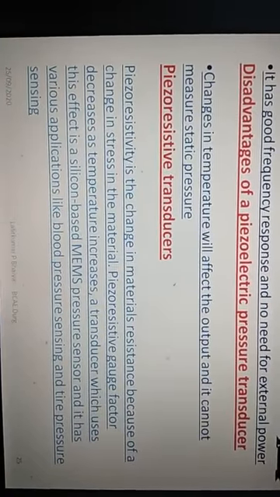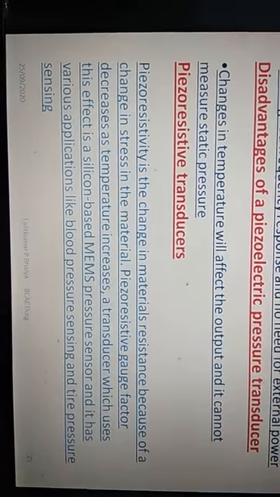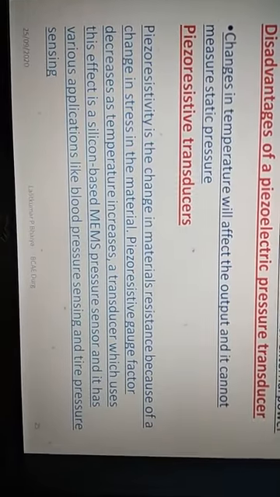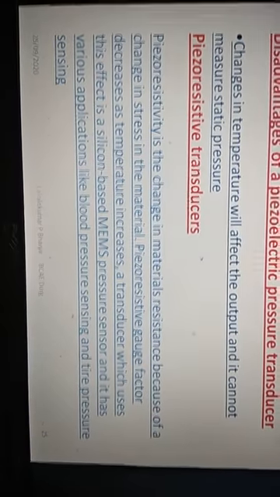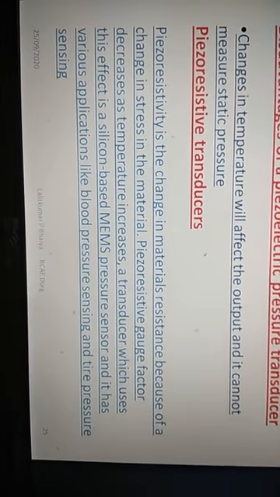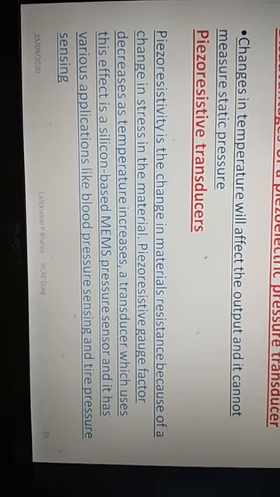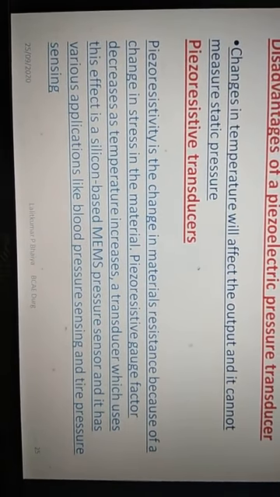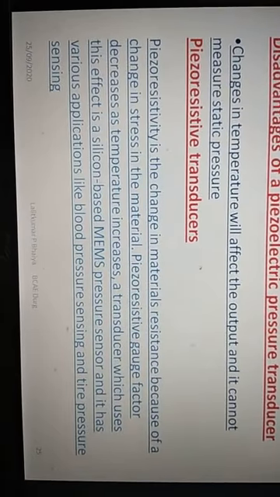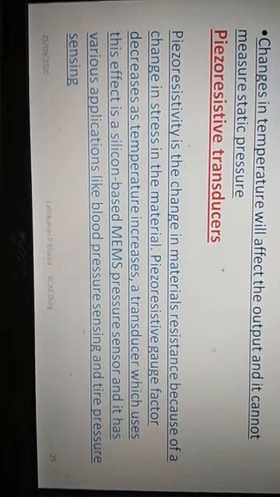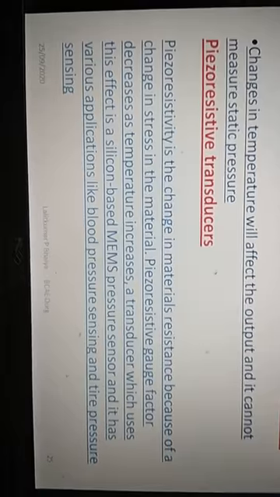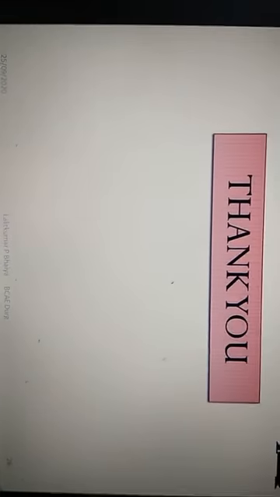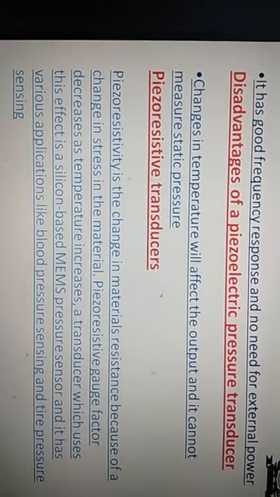After this, piezoresistive transducers are there for the measurement of pressure. Piezoresistivity is the change in a material's resistance because of a change in stress in the material. The piezoresistive gauge factor decreases as temperature increases. A transducer which uses this effect is a silicon-based MEMS pressure sensor, and it has various applications like blood pressure sensing and tire pressure sensing. These are the two applications of this piezoresistive sensor.